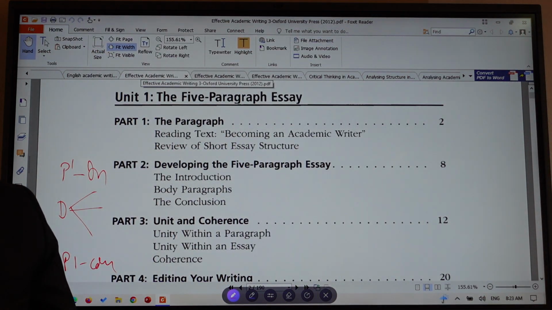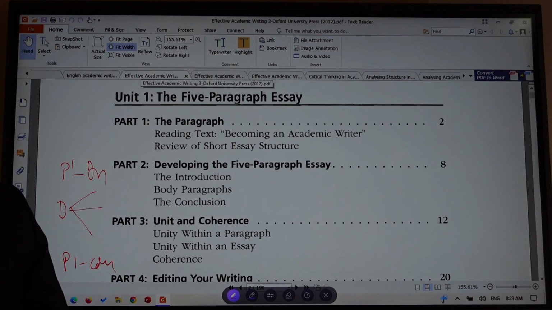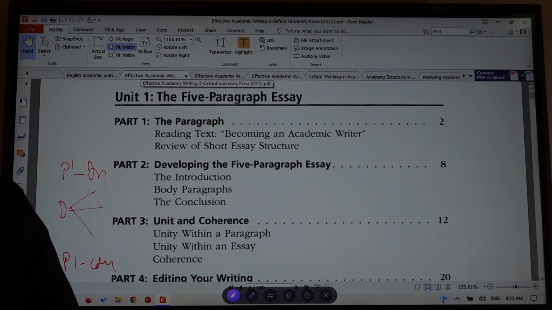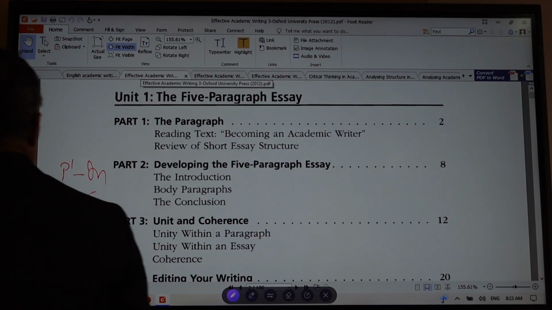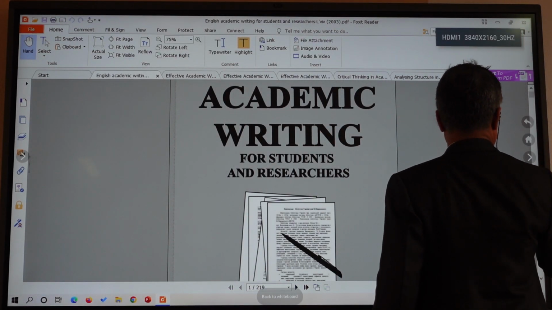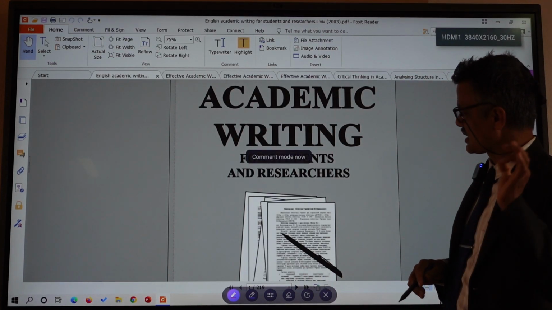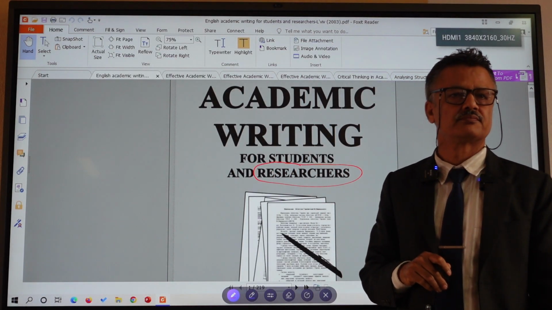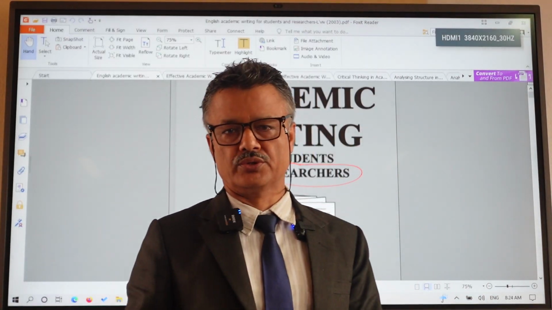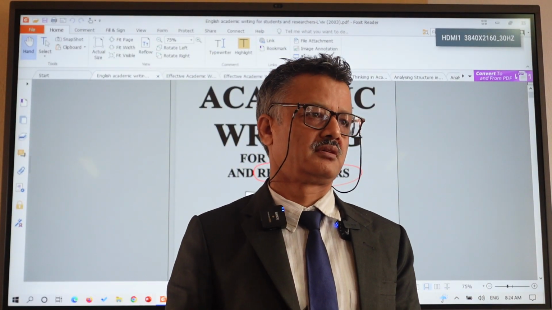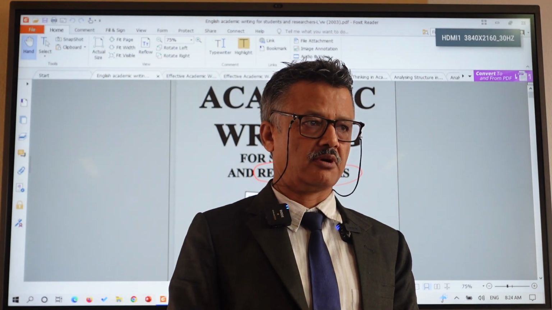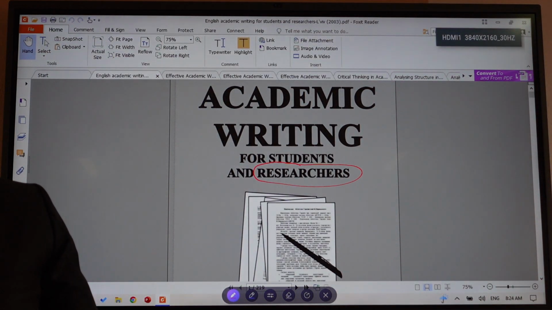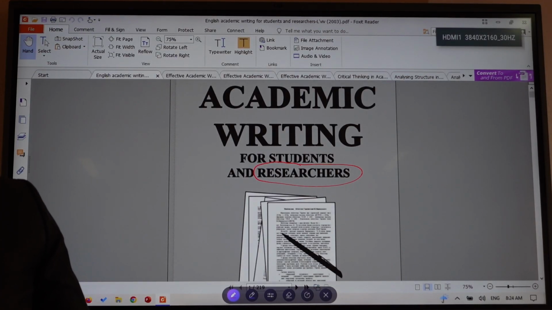Okay. Now we move to the next book. Here this book shows you that academic writing is the kind of writing that is mostly done by researchers. It is done by researchers. When you reach semester 7 and when they ask you to write a research paper, you will do this kind of writing. Let's quickly browse through the table of contents of this book and see what is given.